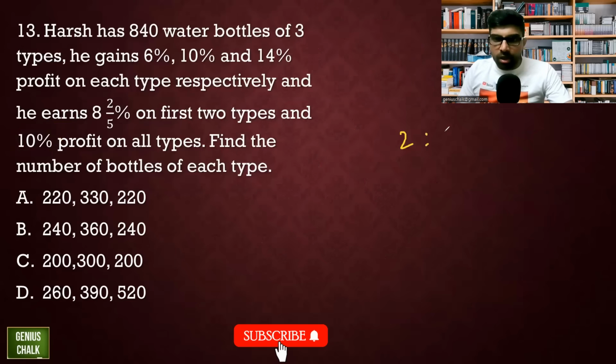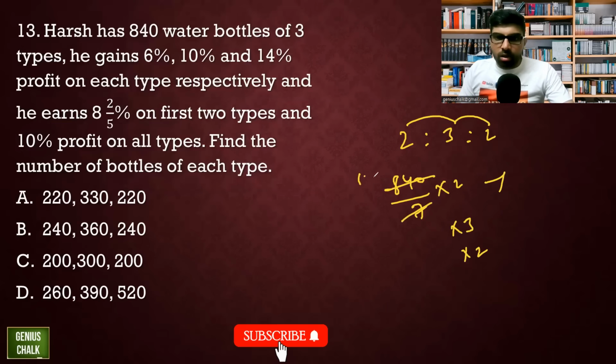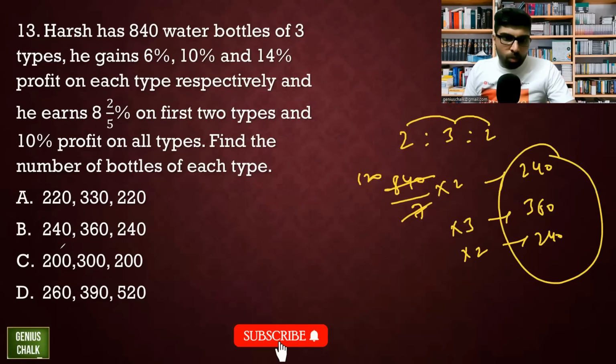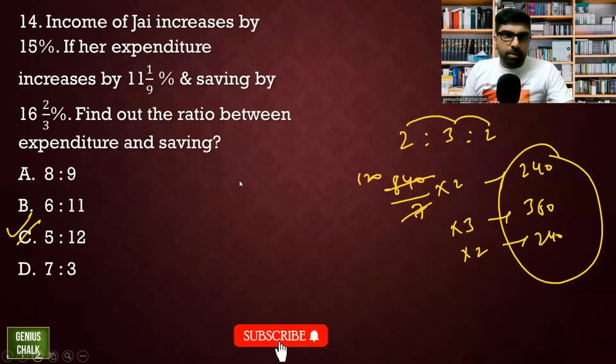We can find it very easily. So 840 bottles. How many parts are there? 2 plus 3 plus 2, 7. If you multiply with 2, with 3, and with 2 again, you'll get your answer. So this becomes 240, this becomes 360, this becomes 240 again. So what is my answer? 240, 360, 240. A brilliant question using alligation. All right, let's move ahead.